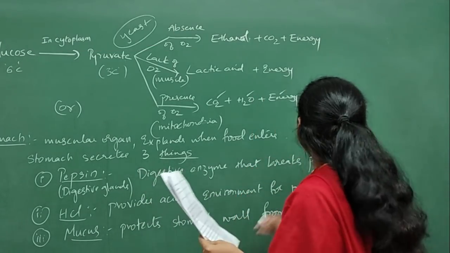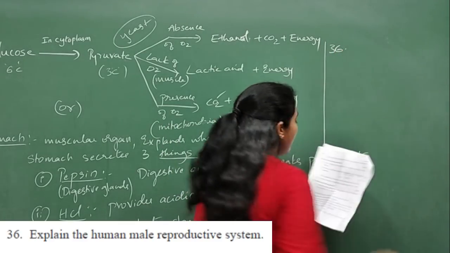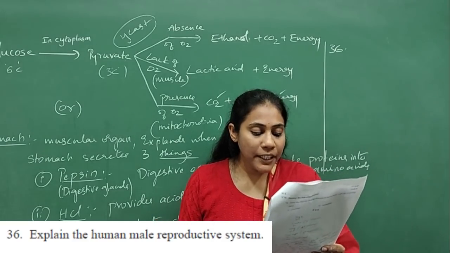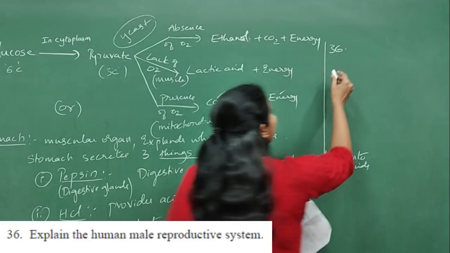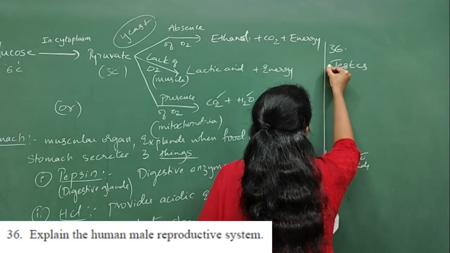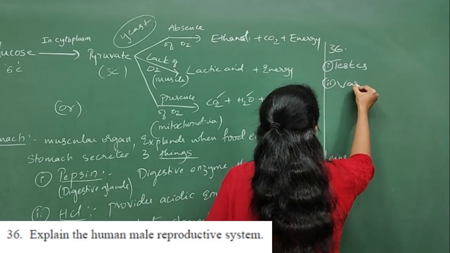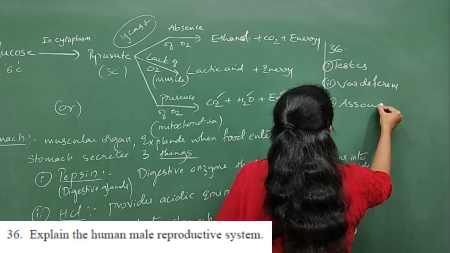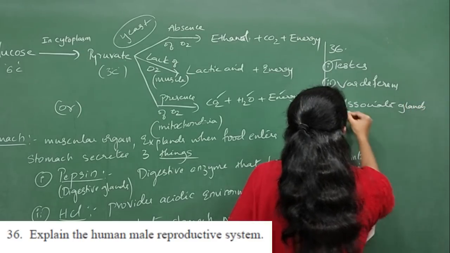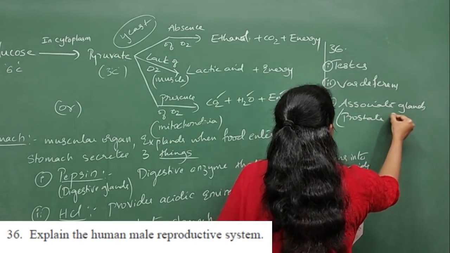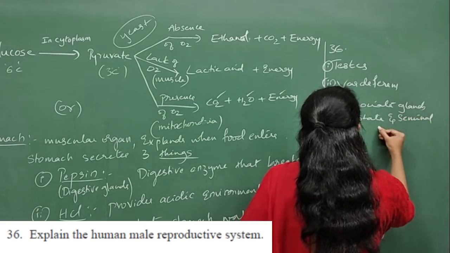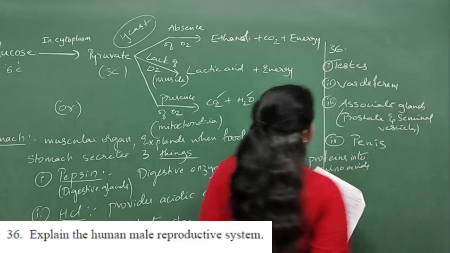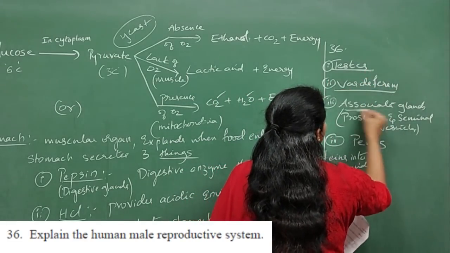Clear? Fine. And coming to 36th question. This is a much simple one from the chapter, How do organisms reproduce? They're asking you, explain human male reproductive system. So human male reproductive system contains the different parts. First important part is testis. Second one is vas deferens, right? And you also have associate glands like prostate gland and seminal vesicles. And we have penis, right? So here you have to tell the function of each and every part.